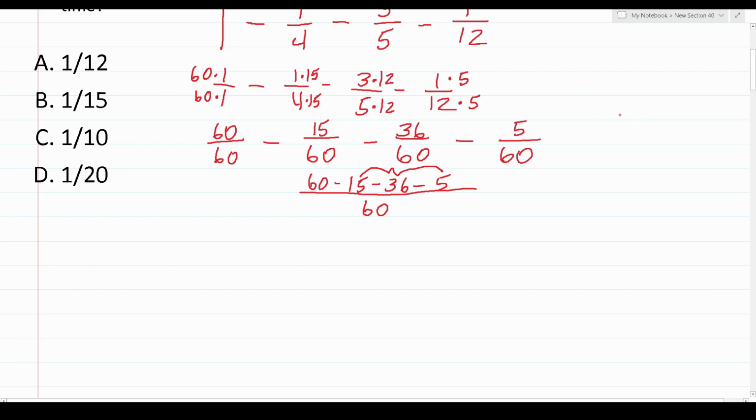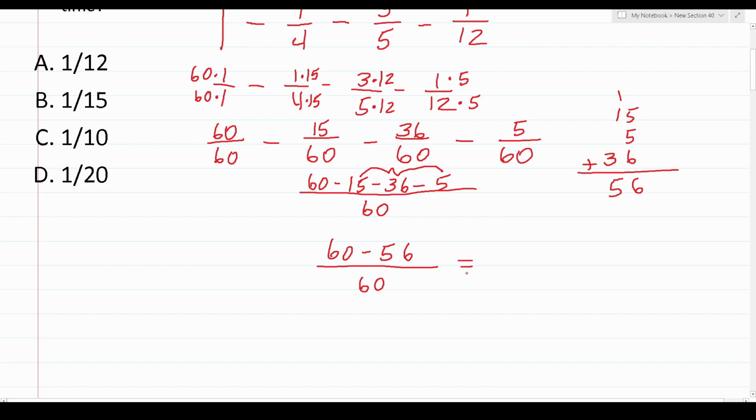So I'm going to take 15 plus 5 plus 36. 5 plus 5 is 10. 10 plus 6 is 16. So we're going to drop down to 6 and carry a 1. 2 plus 3 is 5. So this becomes 60 minus 56 over 60.